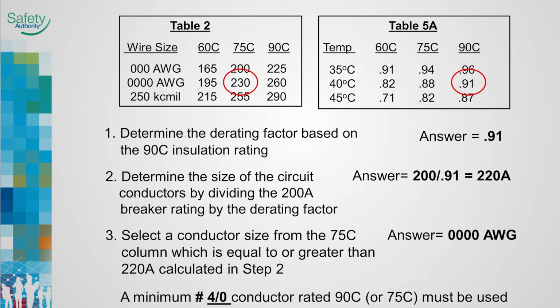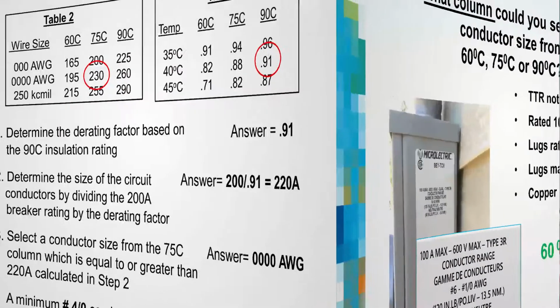In our example, both the circuit breaker and panel board are marked with a 75-degree TTR. The derating factor is based on the value obtained in the 90-degree column of Table 5A. The corrected ampacity is then selected from Table 2, which corresponds with the TTR rating. This is 75 degrees. Number 4/0 AWG meets the minimum size required.